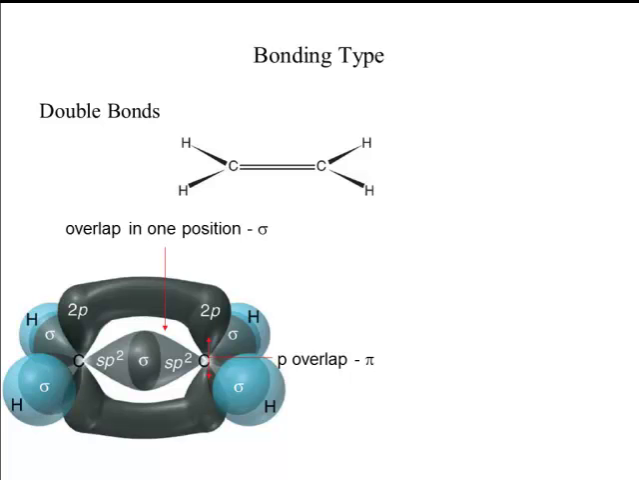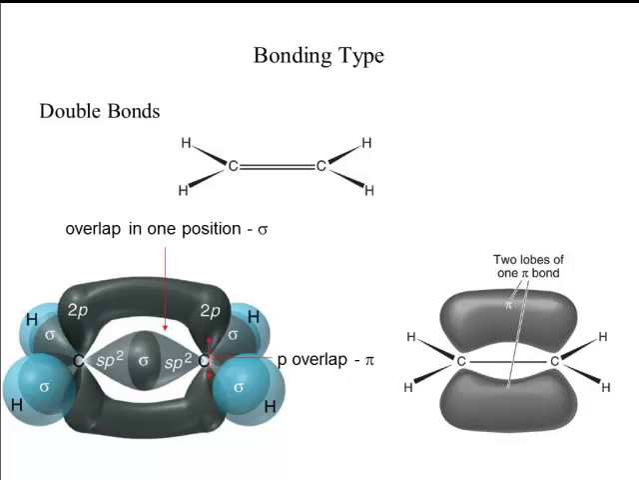Now a simpler way just to see the pi overlap, you can see that that's the second bond being formed. So that first line drawn there is for that sigma overlap. Now we just see the pi overlap.